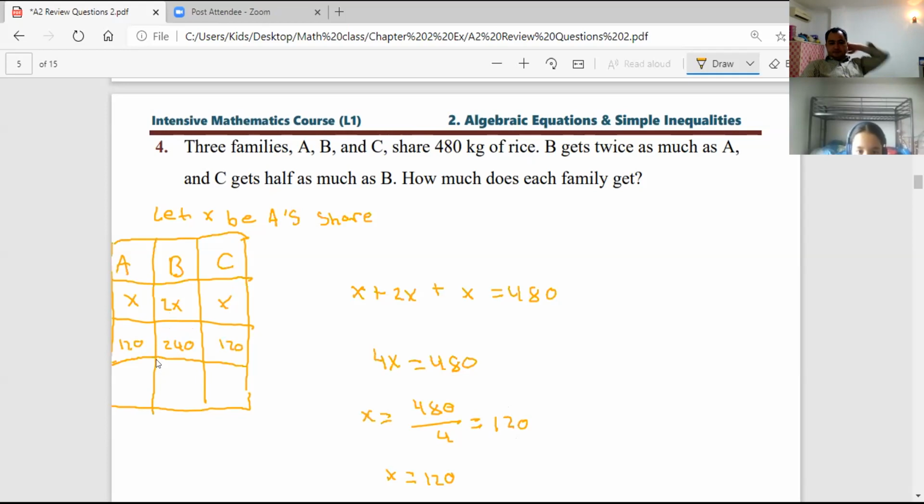Very good. How much does each one get? Let me write it here. A equals 120 kg, B equals 240 kg, and C equals 120 kg. Okay. Very good.